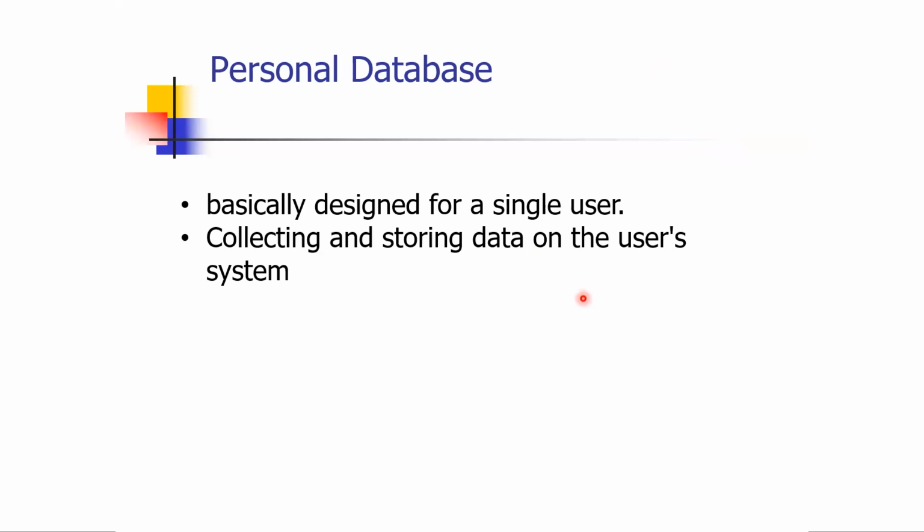For example, as a housewife, I just want to create a database for my household things. I want to make a calendar type, I want to make billings of my milk and everything. That's personal database. Or if I'm an entrepreneur at a small level and I just want to create my database, that's called personal database.